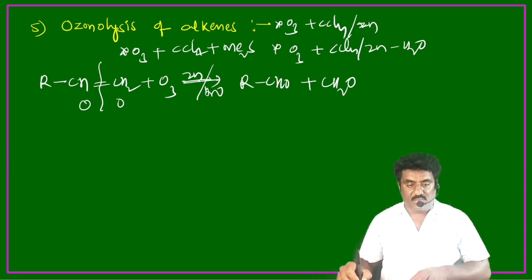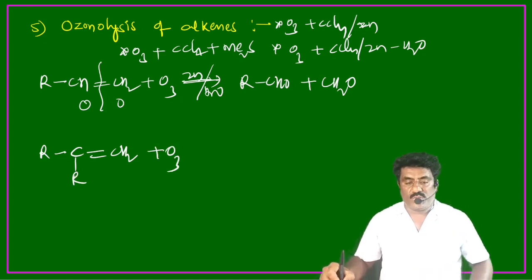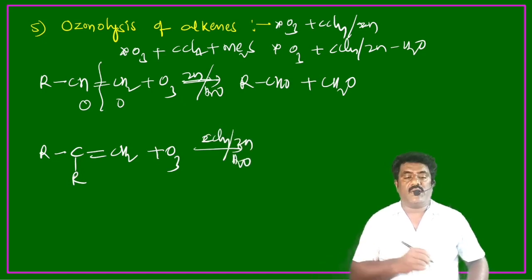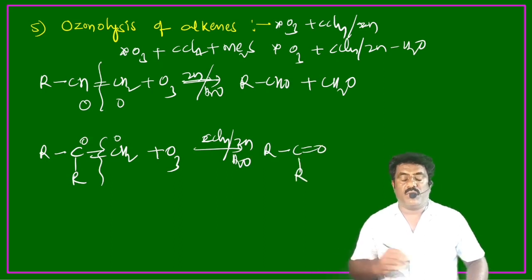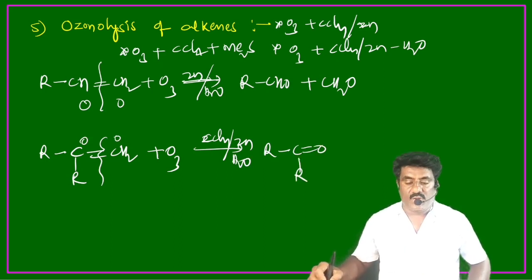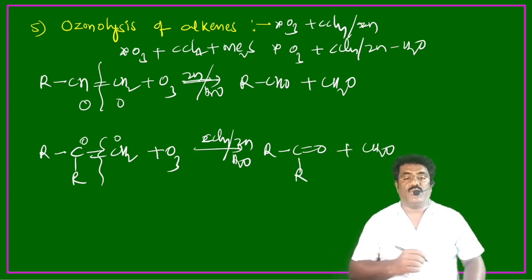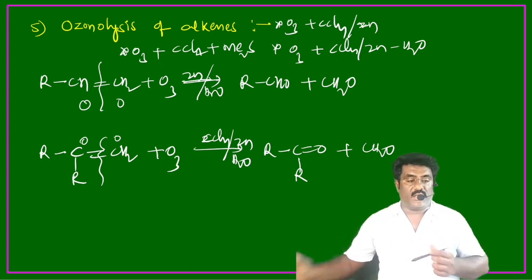I am writing the next example. R, C double bond, CH2 and R, in presence of ozone, carbon tetrachloride, zinc in water. What is the product? Breaking of the double bond, keeping of oxygen, to form RC double bond O. Aldehyde is formed, ketone is formed, and again CH2O. It is an aldehyde. It is a ketone. This is the ozonolysis of alkene.